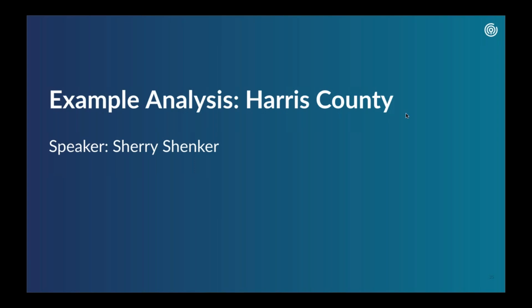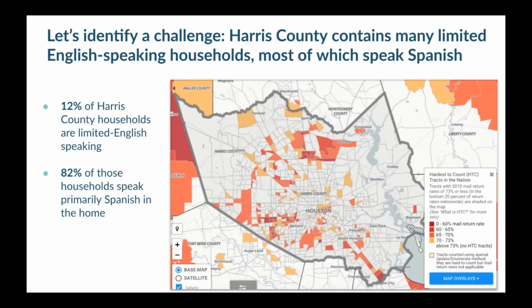Thanks, Jonathan. So now that Jonathan has shown a lot of these different tools that are out there and the things that we want to keep in mind, I'm going to try to show how you can bring all of these things together in a specific geography to start thinking about engagement for the census. So the geography that we're going to use for this example is Harris County, Texas. It's the third largest county in the US with a population of 4.3 million and includes the city of Houston and its metro area. And about half of that population lives outside of Houston.